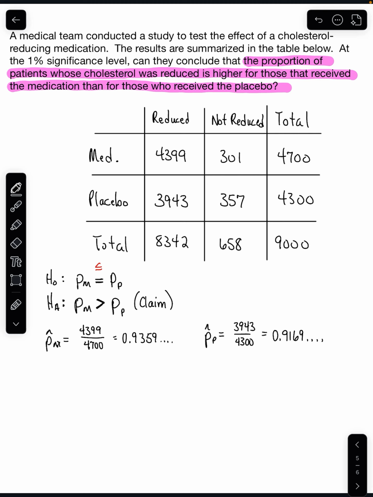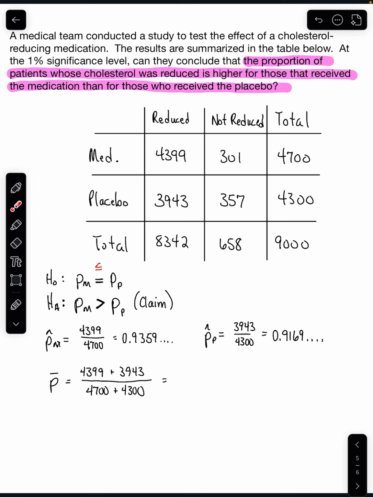One other thing that we need then is p bar. P bar is going to come again from the number of successes for each sample added together over the total number of trials for each sample added together.